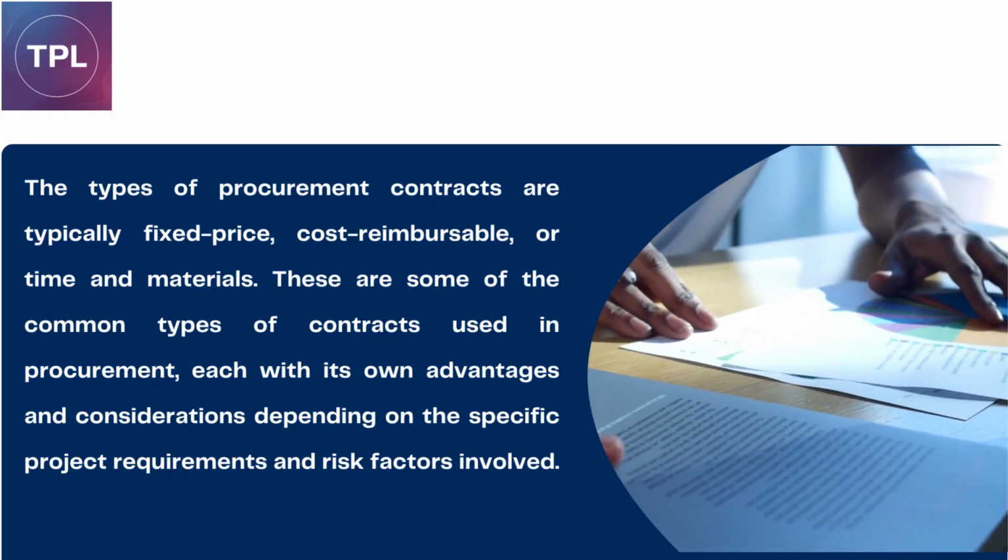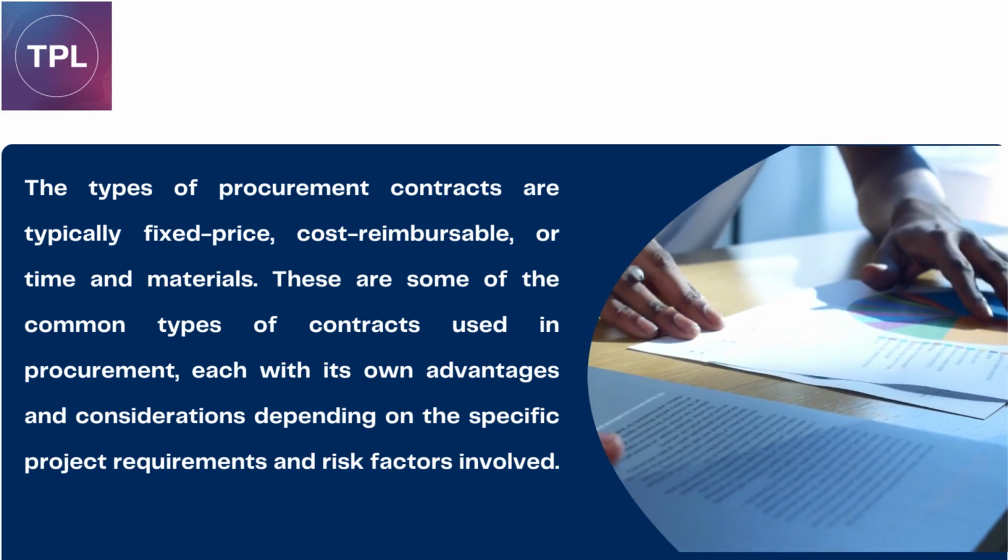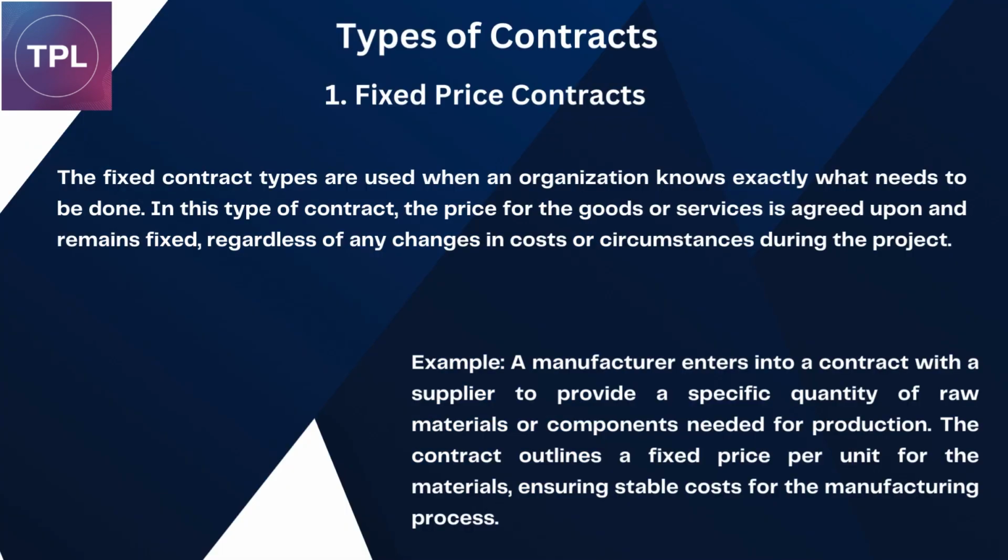The types of procurement contracts are typically fixed price, cost reimbursable, or time and materials. These are some of the common types of contracts used in procurement, each with its own advantages and considerations depending on the specific project requirements and risk factors involved. Let's discuss briefly the types of contracts.